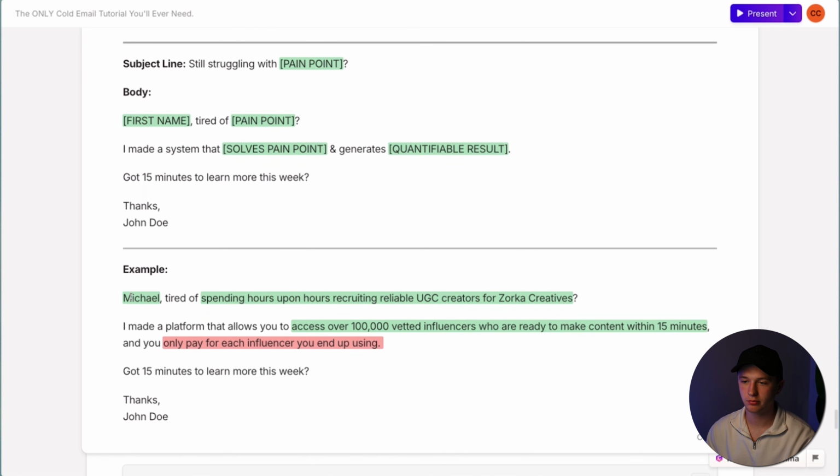So an example of this would be: hey Michael, tired of spending hours upon hours recruiting reliable UGC creators for Zorka Creatives? I made a platform that allows you to access over 100,000 vetted influencers who are ready to make content within 15 minutes, and you only pay each influencer you end up using, right? Got 15 minutes to learn more about it this week?